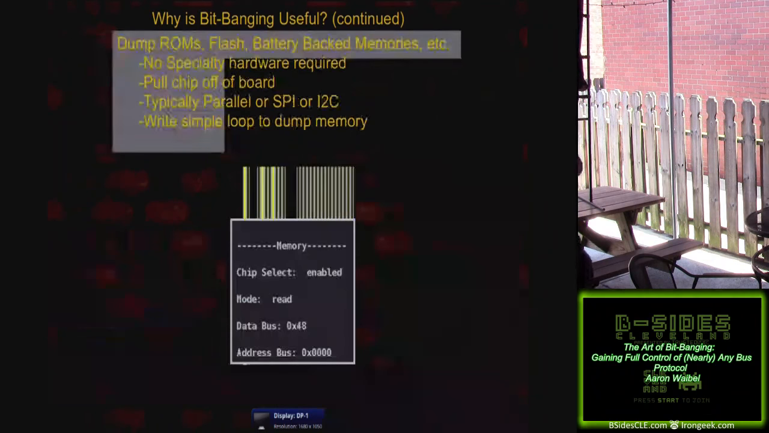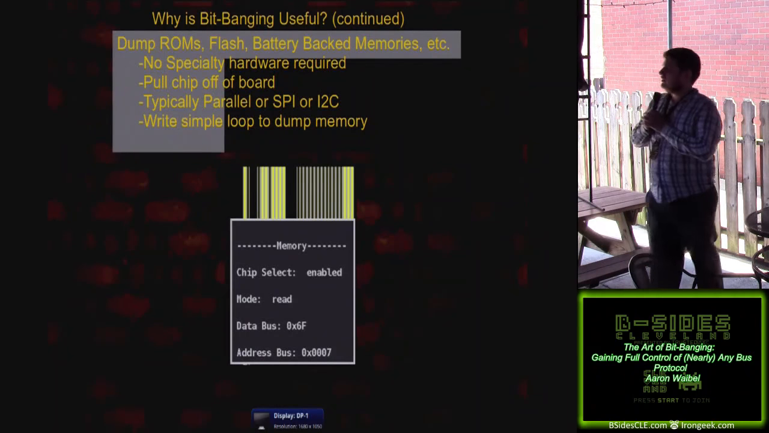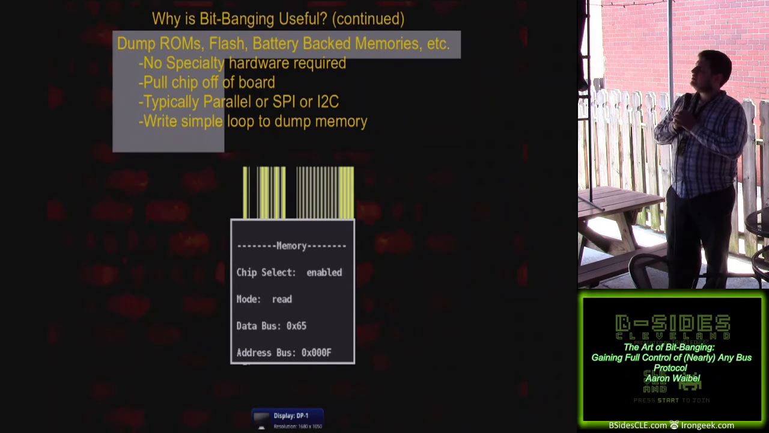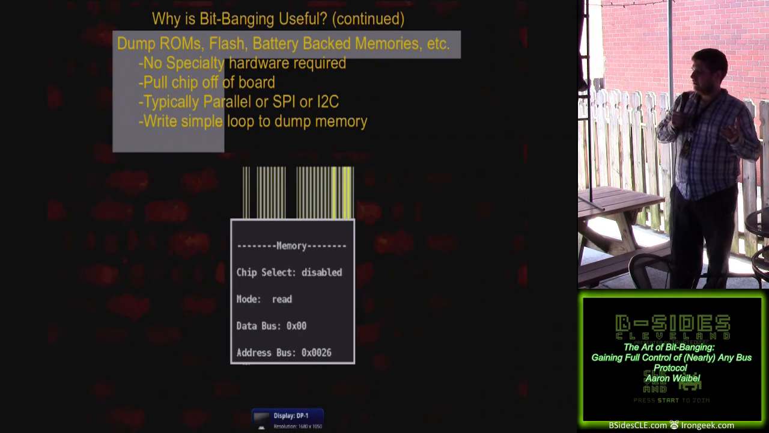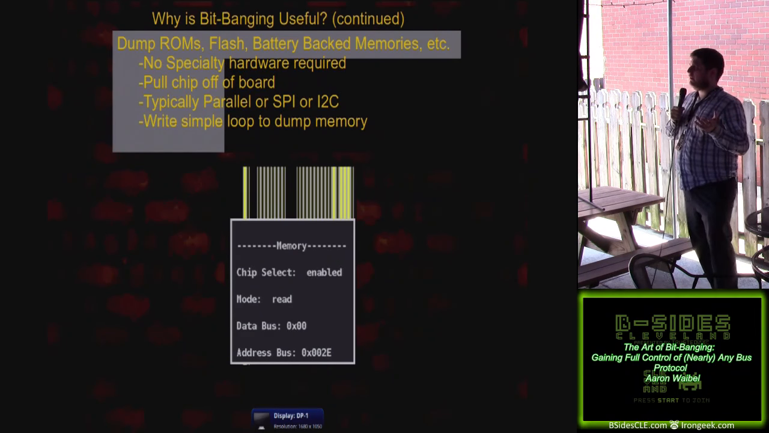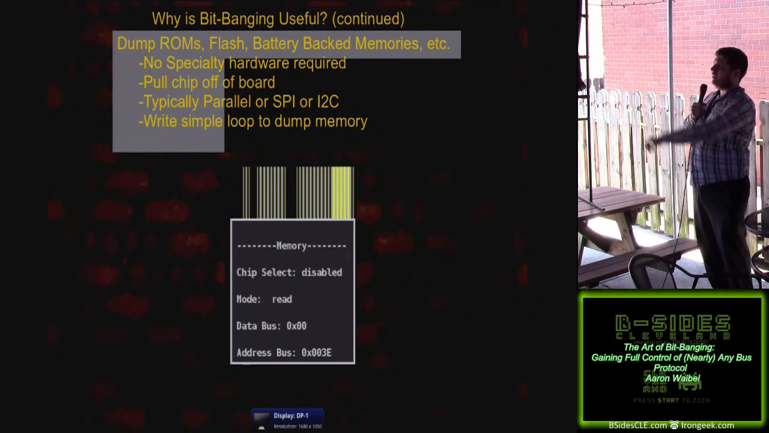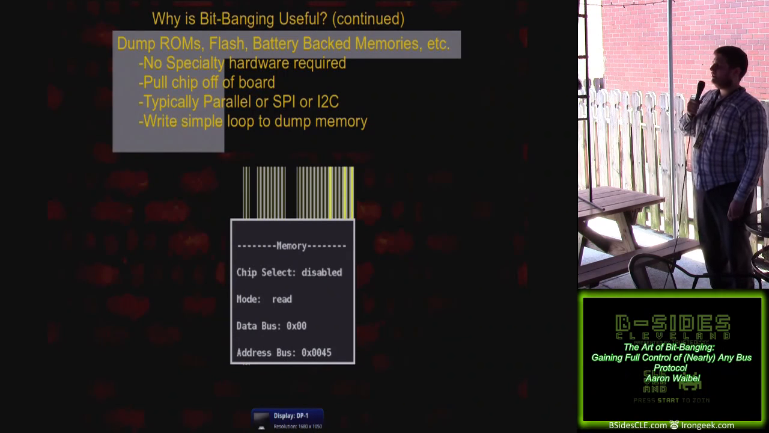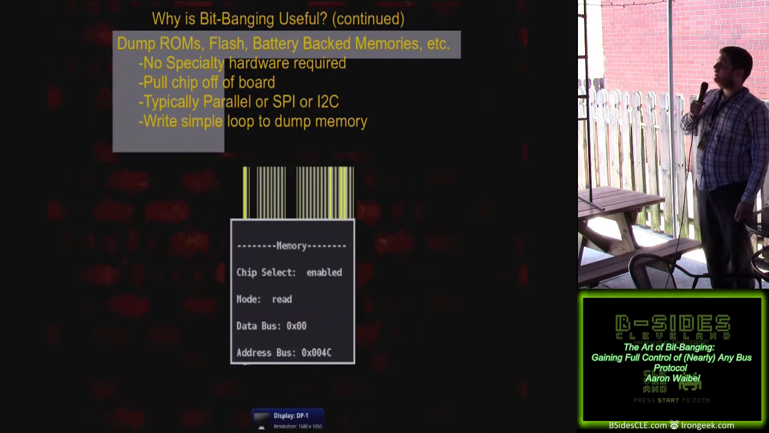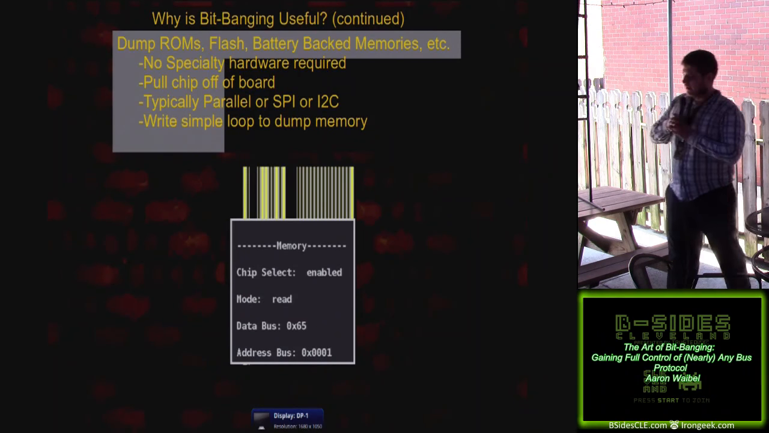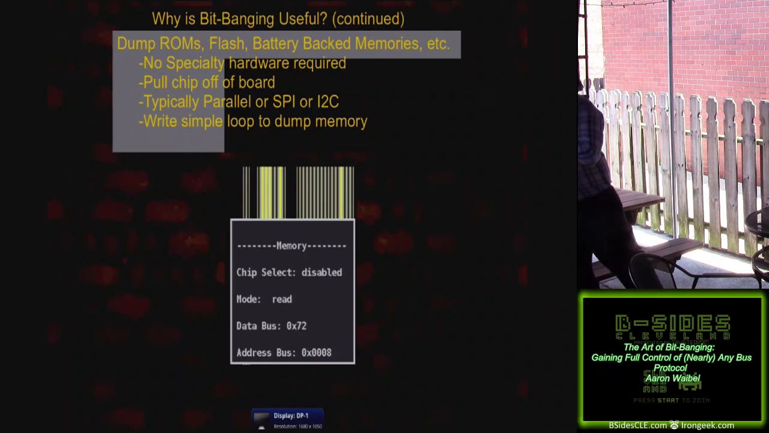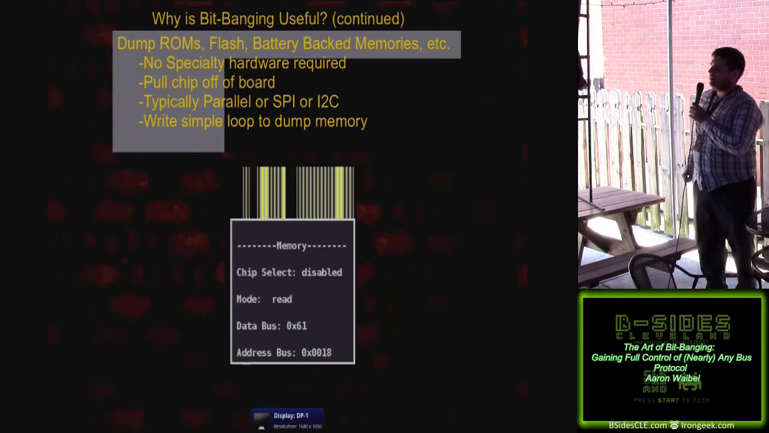One other thing you can use it for, if you find memory chips on the device, they usually will have some storage of either keys or program code itself. If you want to figure out what's on there, you can pull the chip off and actually bit-bang the parallel protocol, which is what's being shown here in this simulated memory chip. The idea is you've got address lines that tell what address you're reading from and data lines that show what data is coming out of that memory when you read it back.